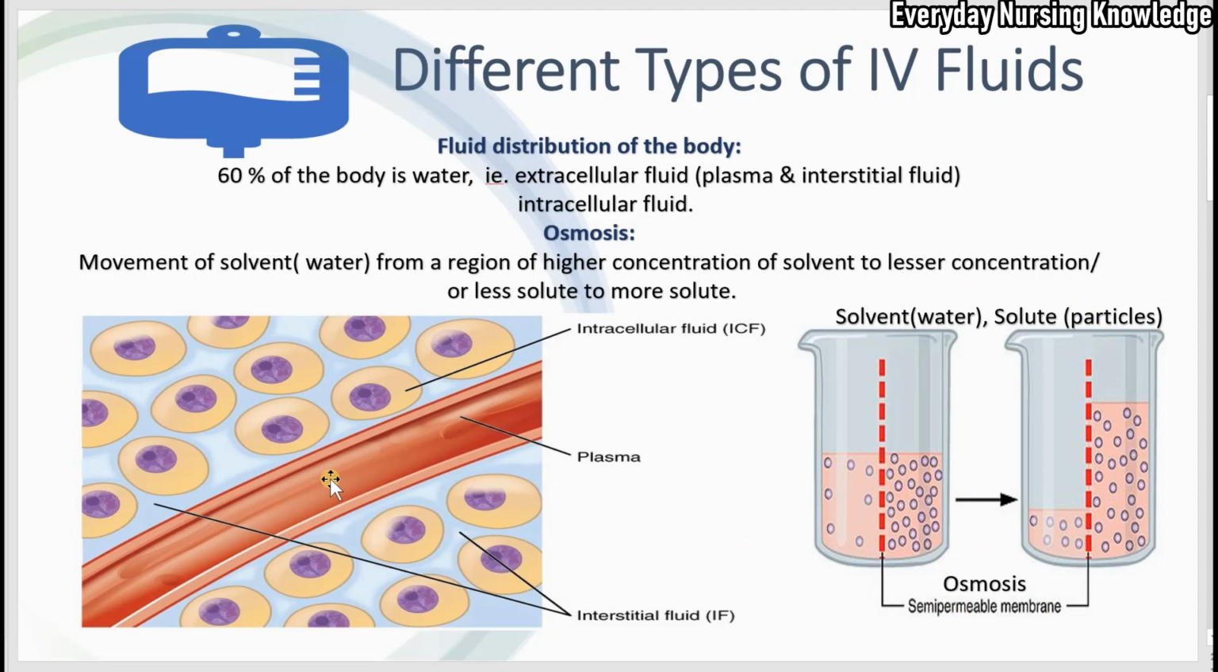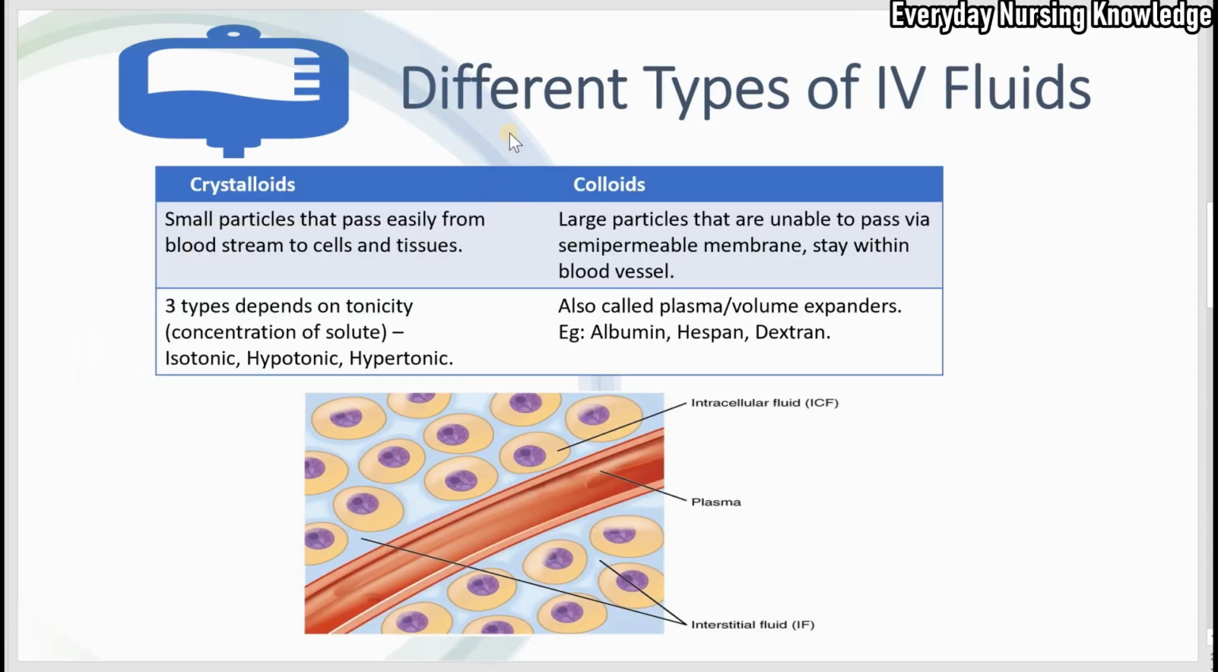So in our body also, water within the blood vessels in the plasma moves out to the interstitial fluid and through a semi-permeable membrane inside the cells. And it occurs passively and through osmosis. Now let's see the types of IV fluids. IV fluids are generally classified into crystalloids and colloids.